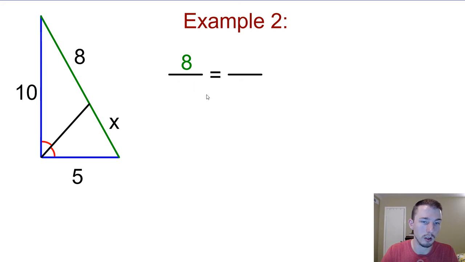All right, so example number 2, same thing. So 8 is going to go to, I don't know, x. So 8 goes to x, just as 10 goes to 5. Now on this one, we could cross multiply and we get 10x is equal to 40, so x is equal to 4. That was easy.